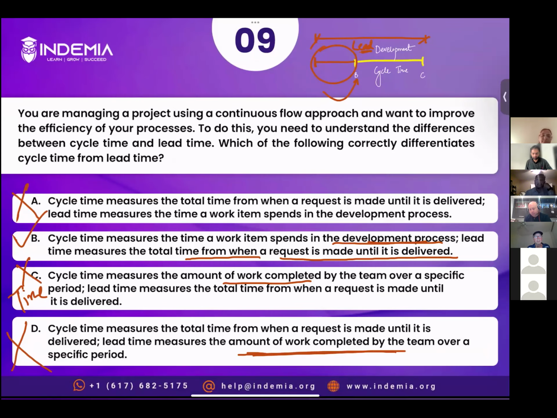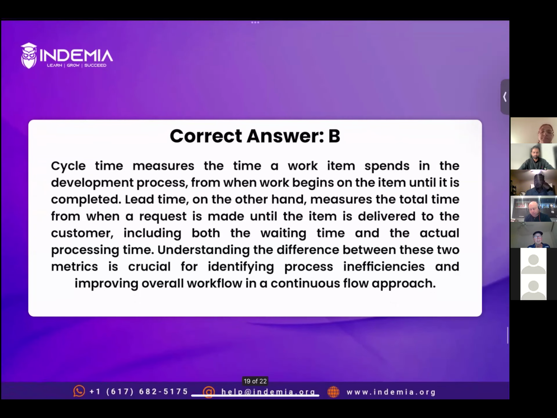Let's read the explanation. All right, next question.